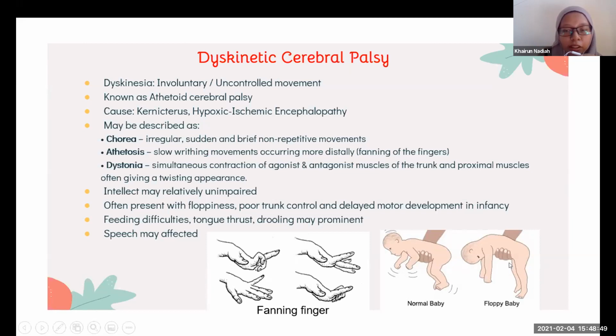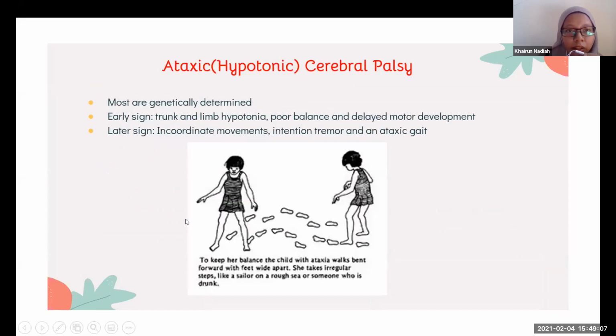For this, they often present with floppiness. The floppiness occurs due to the low central tone of the body, and the baby looks like a U-shaped position, and they may have feeding difficulty, tongue thrust, drooling, and speech may also be affected. The last one is ataxia or hypotonic cerebral palsy. It is mostly genetically determined. For the early signs, the trunk and limbs are hypotonic, with poor balance and delayed motor development. For the later signs, the child may develop uncoordinated movement, intention tremor, and ataxic gait.